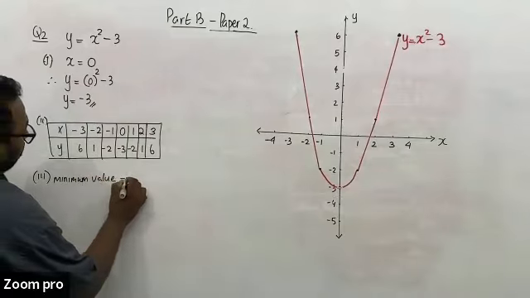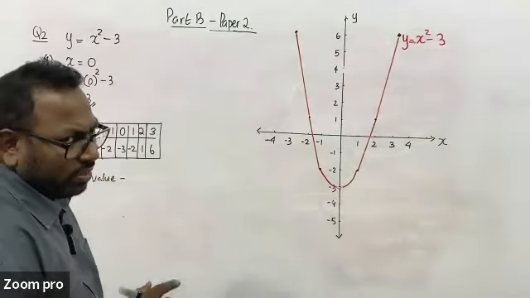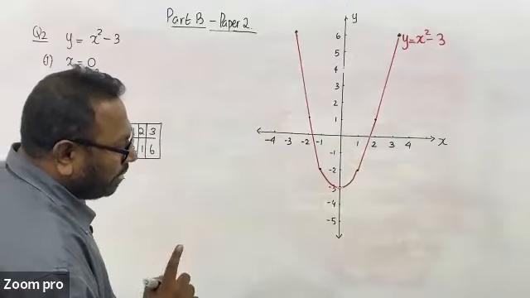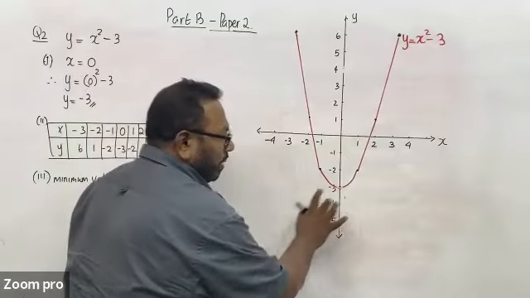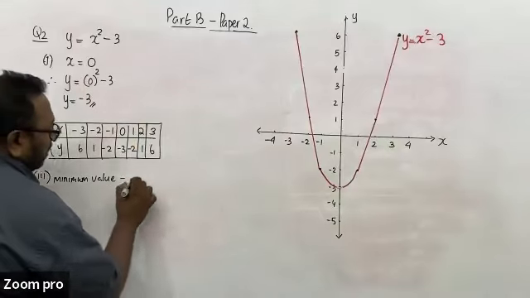They are not asking you the minimum coordinate. They're just asking what is the minimum value. What is the minimum value? -3.